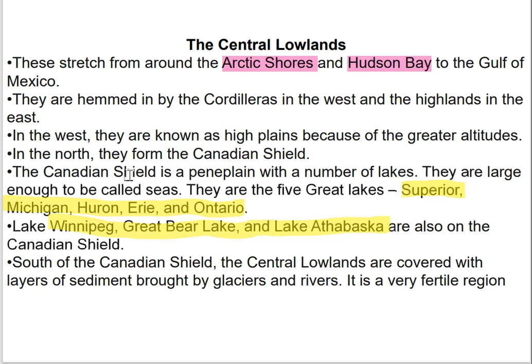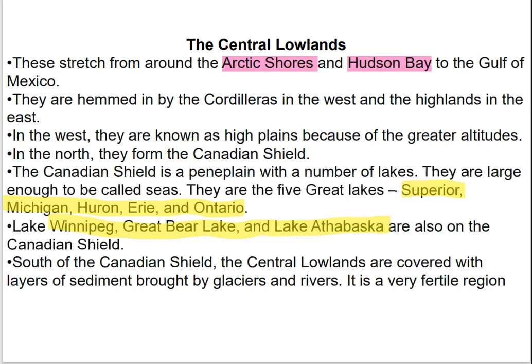We already discussed the location of the Canadian Shield on the map. The Canadian Shield is a plain with a number of lakes. There are a lot of lakes situated in the Canadian Shield, and they are large enough to be called seas. There are five Great Lakes.